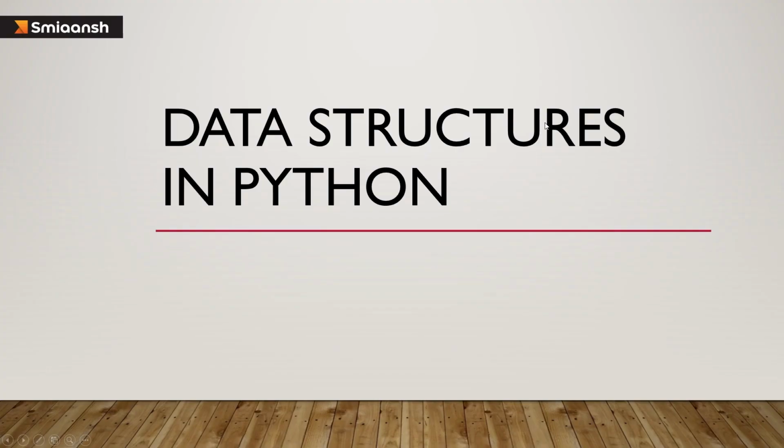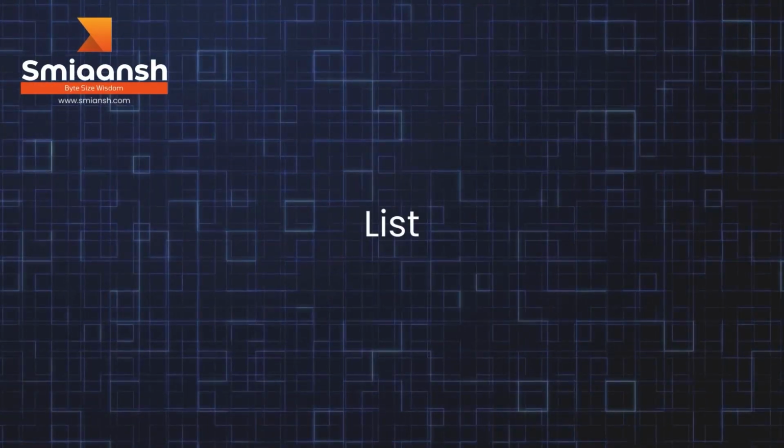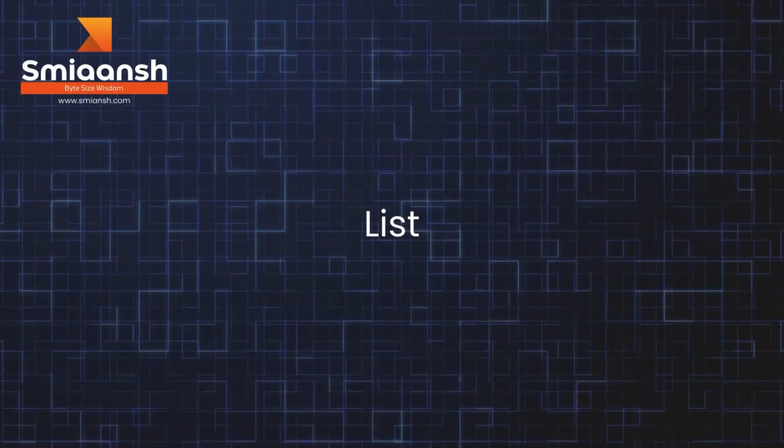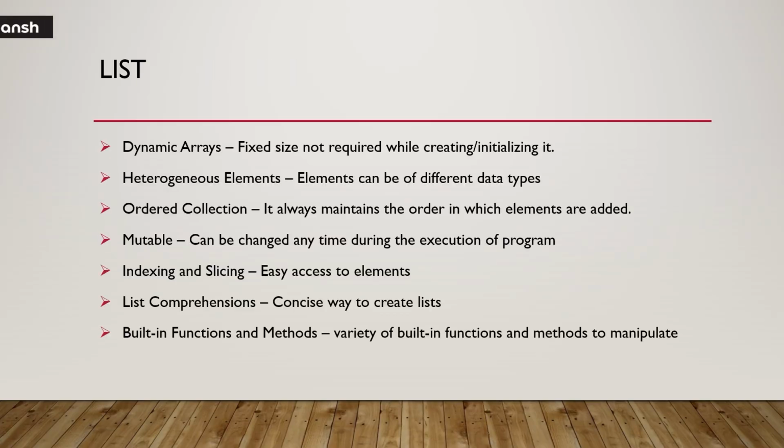In this video, we are going to learn about data structures in Python. There are basically four data structures available in Python. First one is list, second one is tuple, third one is set, and fourth one is dictionary. We will look at each one of them one by one in detail. So let's get started with list.